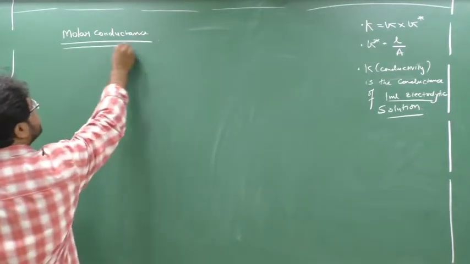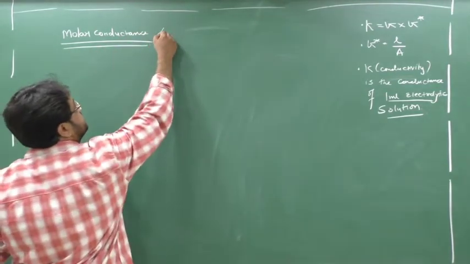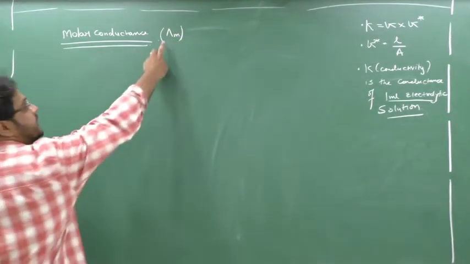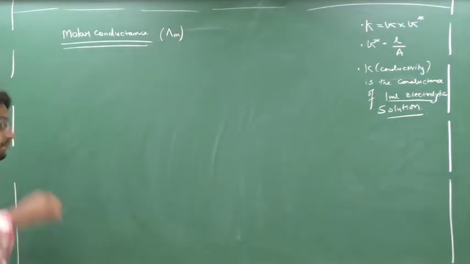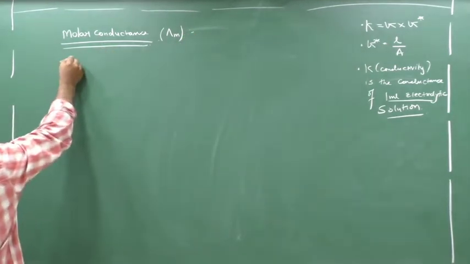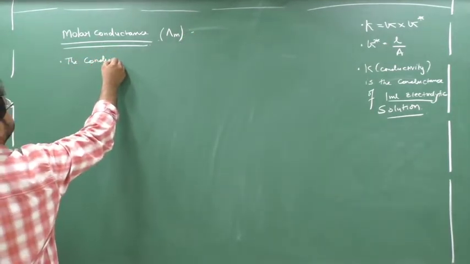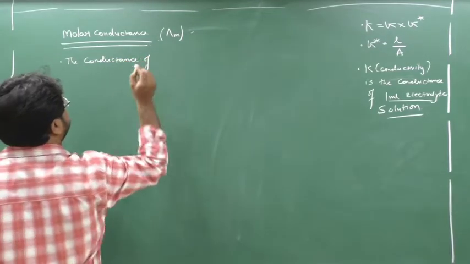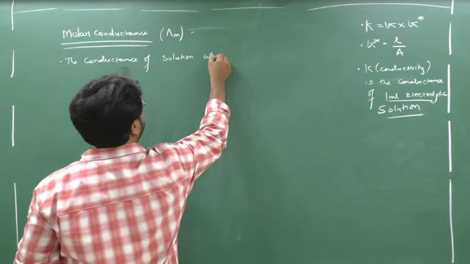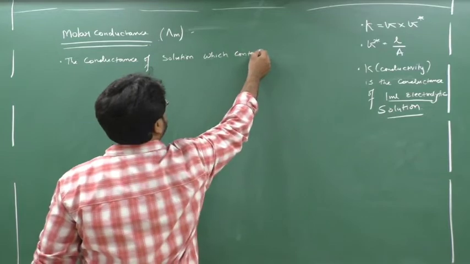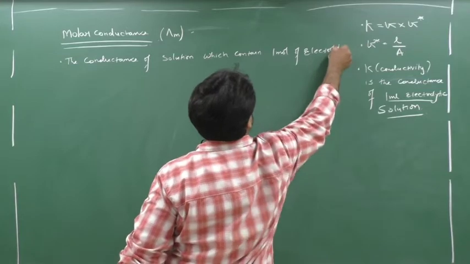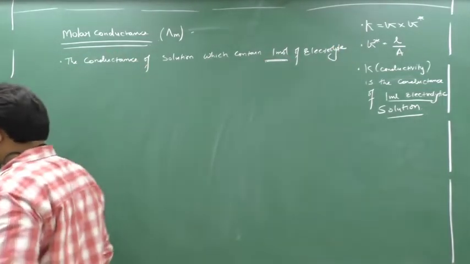So now, molar conductance. First, molar conductance is indicated as Kappa m, or we can say capital Lambda m. This is the symbol. Now, what is the definition of molar conductance? Write down: the conductance of a solution which contains 1 mole of electrolyte. Here 1 mole, that's why the name is molar conductance.